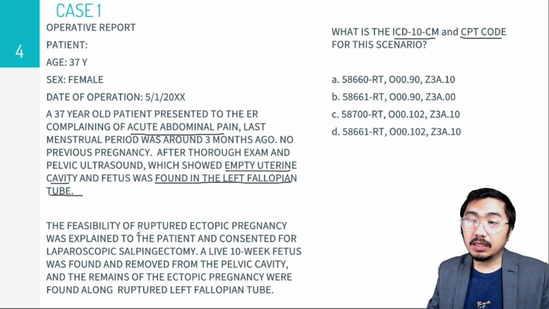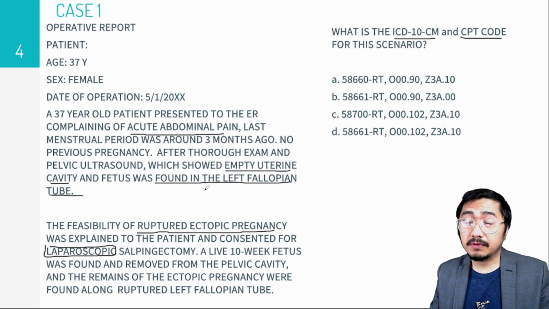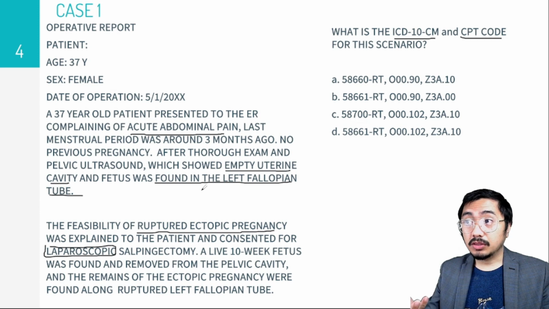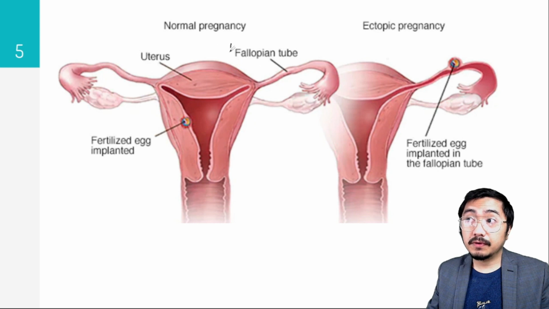The feasibility of what? Ruptured ectopic pregnancy was explained to the patient, and the doctor will do a laparoscopic salpingectomy. But first, what is laparoscopic salpingectomy? You should know by now, or before you take the exam, the different medical terms that they use, not actually giving the exact specific name of the body part. For example, in this case, it's salpingectomy. So salpingectomy is what? Removal of the fallopian tube.